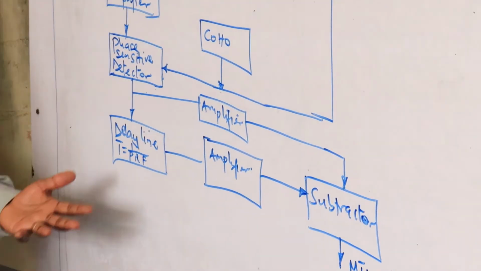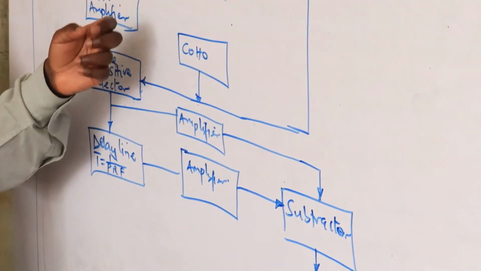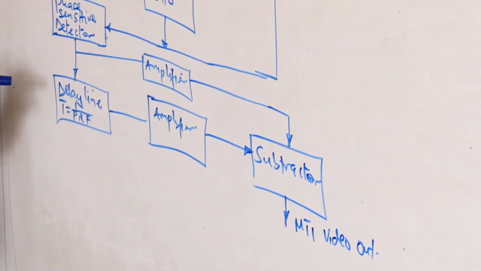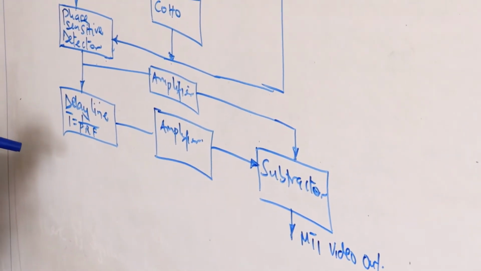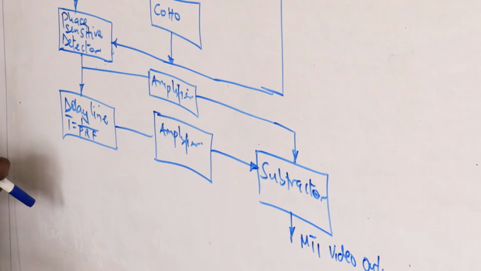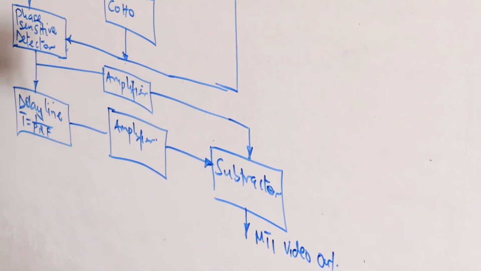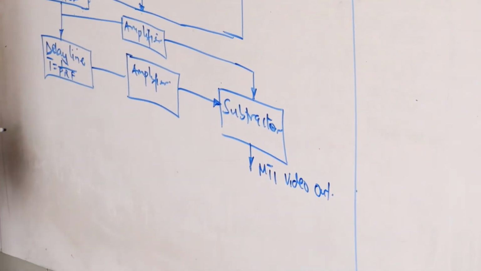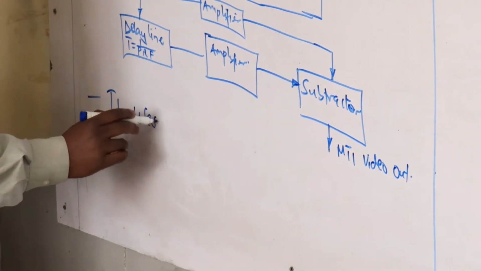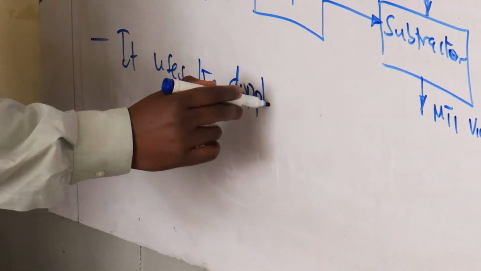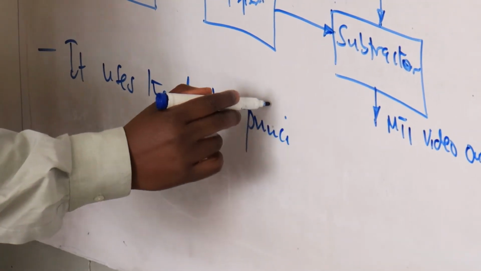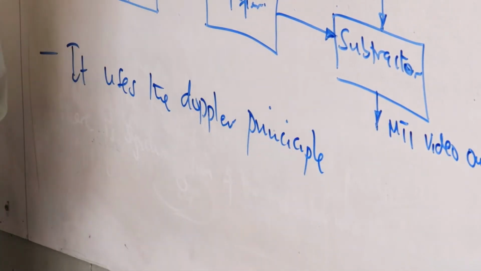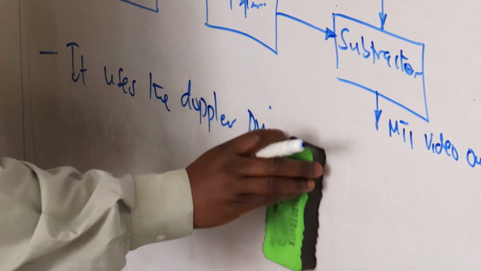So the key principle is to understand that there is a coho oscillator and the stalo oscillator at this point. We shall also compare some of the advantages as compared to other types of radar systems. So let us proceed. It uses the Doppler principle, or the Doppler effect.